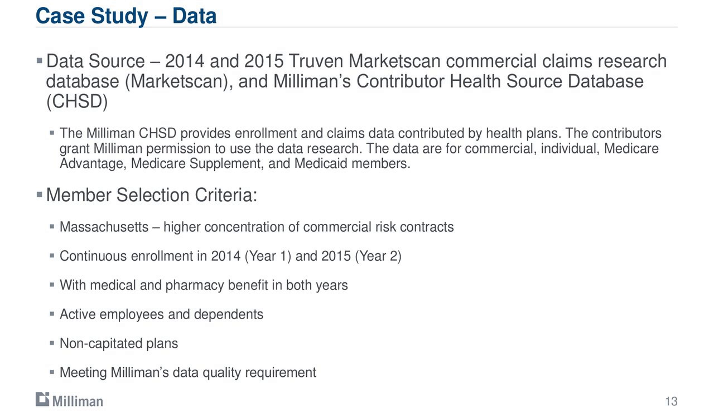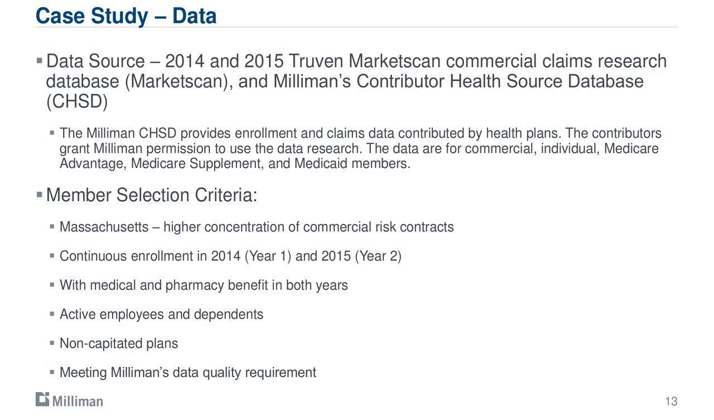So we took the Massachusetts portion of the combination of data sources, from MarketScan and from CHSD. The reason for looking at Massachusetts is that Massachusetts as a market has seen a higher concentration of commercial risk contracts. So we wanted to ask the question: in an environment that has already seen risk contracts in the commercial space, what's the opportunity there in terms of coding?